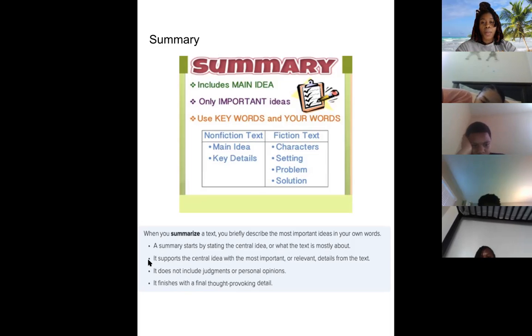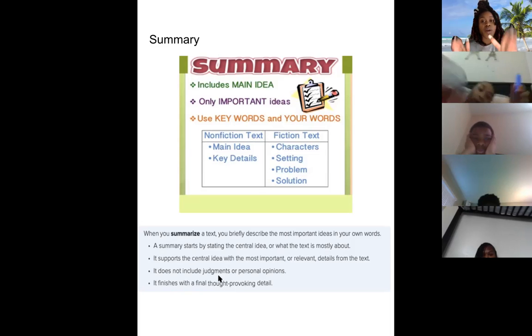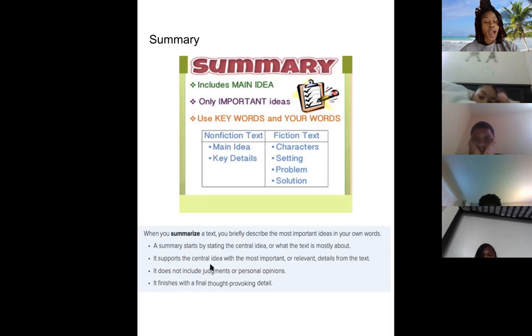Okay, so you got it a little backwards, but let's start with it supports the central idea with the most important details. So a summary supports the central idea with the most important details. When we talked about main idea and details, we learned that details support the main idea. Central idea and main idea are the same concept. So a summary supports the central idea. So what does support mean? Who can tell me what support means? To help something. It helps.